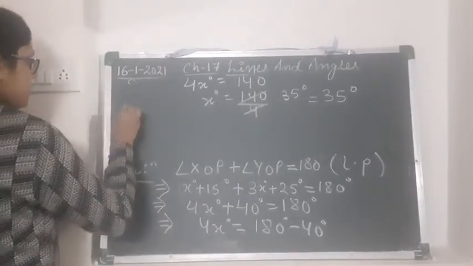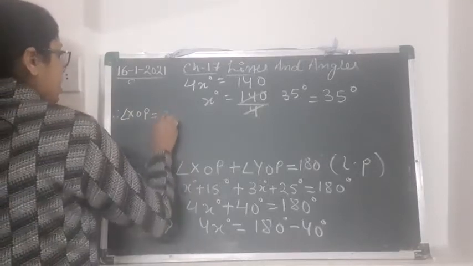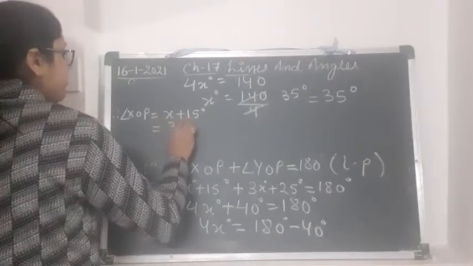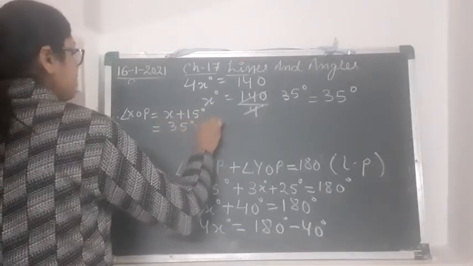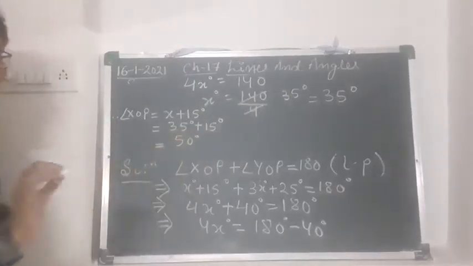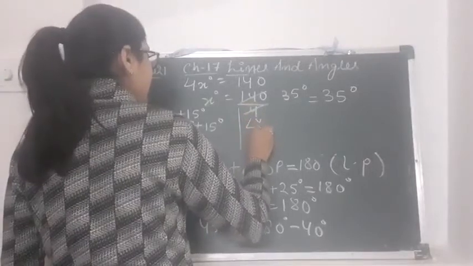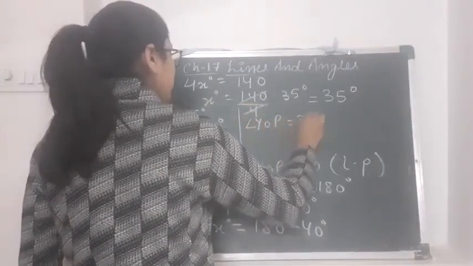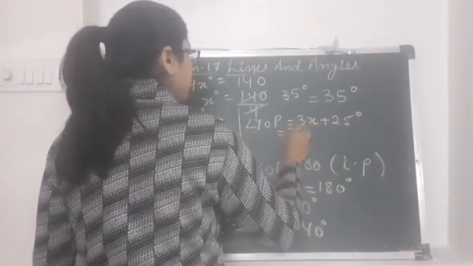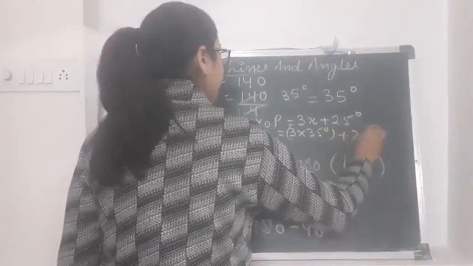Angle XOP is equal to x plus 15 degrees, which is 35 degrees plus 15 degrees, which is equal to 50 degrees. Okay. And angle YOP I have to take out. Angle YOP is equal to 3x plus 25 degrees. Put the value 3 into 35 degrees plus 25 degrees.